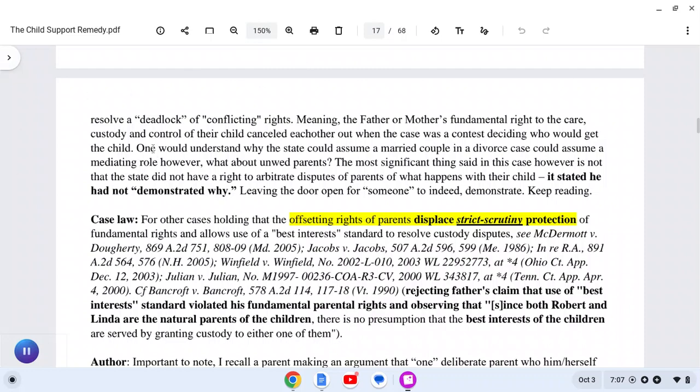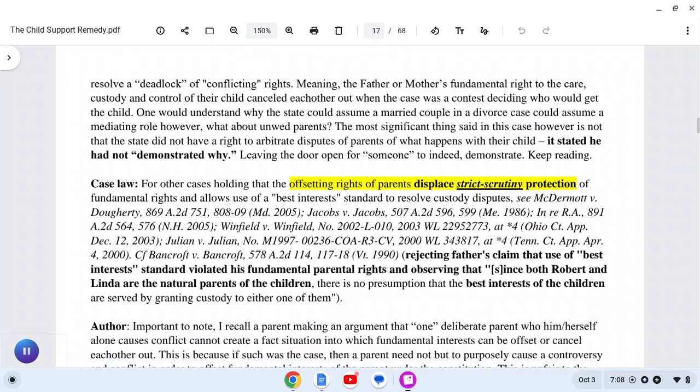That makes sense. One would understand why the state could assume a mediating role in a divorce case between a married couple. However, what about unwed parents? The most significant thing said in this case, however, is not that the state did not have a right to arbitrate disputes of the parents over what happens with their children. It stated he had not demonstrated why, leaving the door open for someone who indeed can demonstrate. Keep reading.